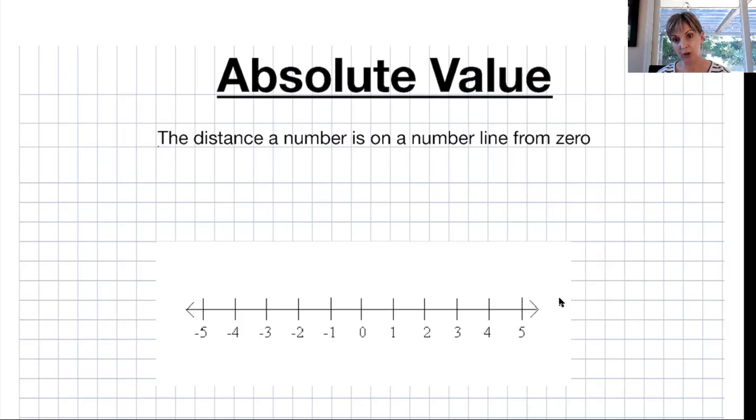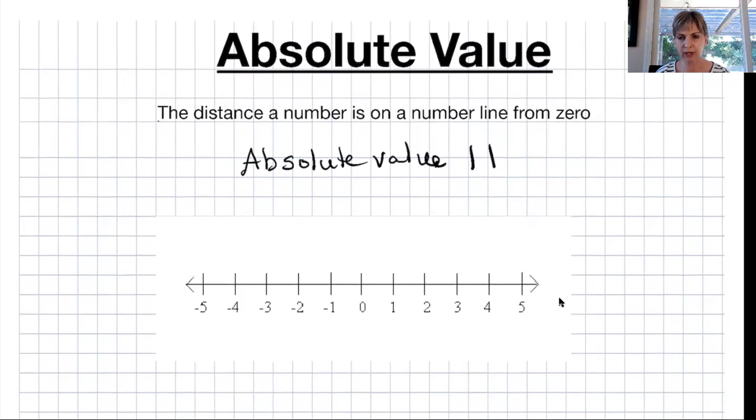The way we show that we're taking the absolute value is by using two vertical bars. So absolute value is two vertical bars. Okay, that's our symbol for absolute value.